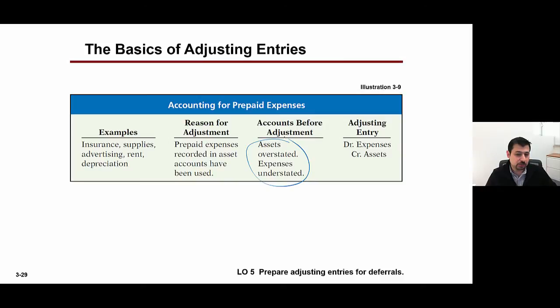Expenses were also understated because up to the moment where we made the adjusting entry, we had not recognized the expenses. So that's why it was understated. The way to prepare the adjusting entry, we debit expenses and we credit assets.